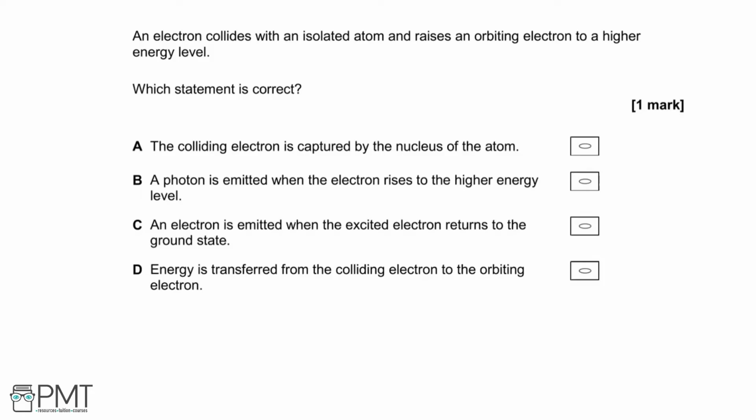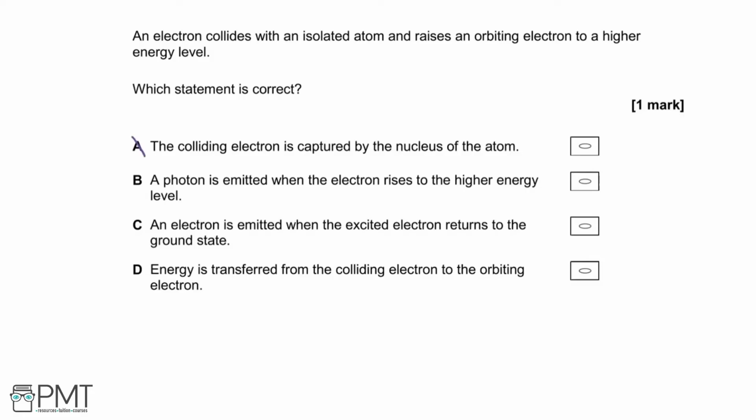So for this one, if we just go through answer by answer and see which ones can be immediately removed, if they don't make any sense, then we can hopefully deduce the correct answer. So starting with A, the colliding electron is captured by the nucleus of the atom. Well, this kind of interaction doesn't involve the nucleus at all. It's all to do with the electron energy levels, energy shells, so we can immediately remove A.